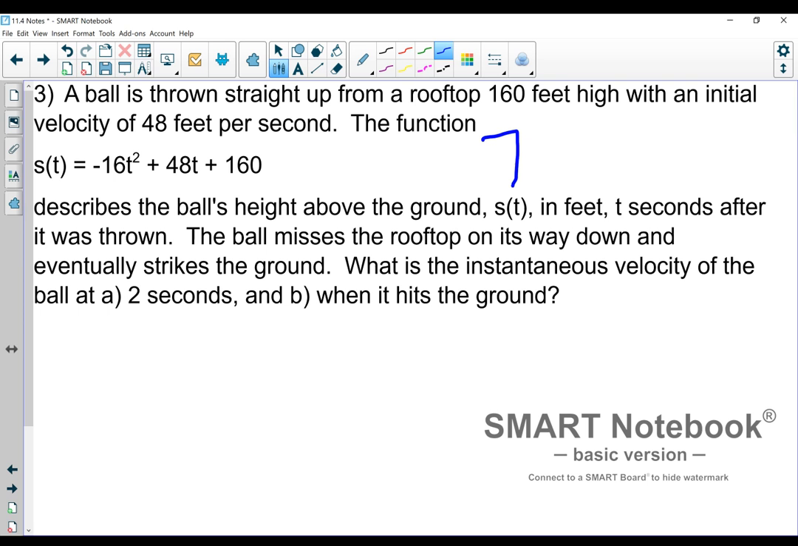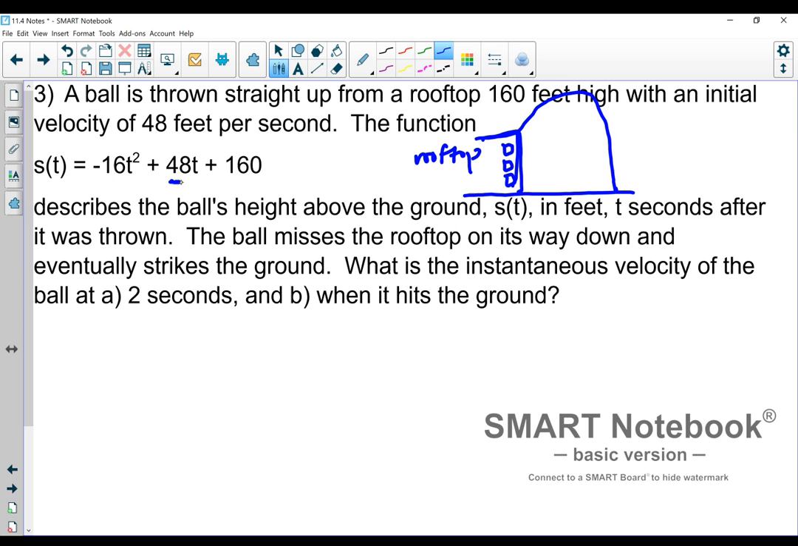So here's my rooftop, and here's my ground. Here's my windows in that apartment building. It's a really ugly apartment building. And I'm throwing a ball straight up. It has an initial velocity of 48, and it goes down and it hits the ground. So we know it's going to be something that looks parabolic.